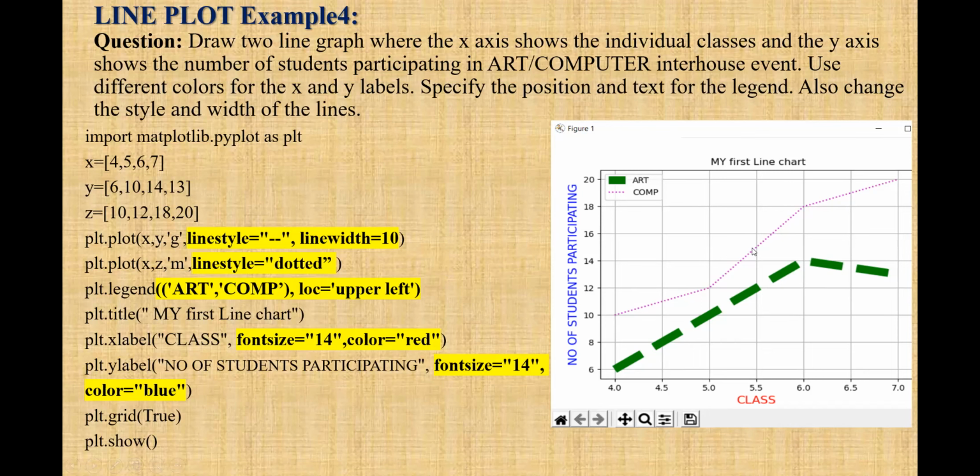This is what I'm getting with the dotted line. So you may try a few of these options given in the line style so as to see different outputs. Then I have my legend, art and computer. I've changed it. You can see here.